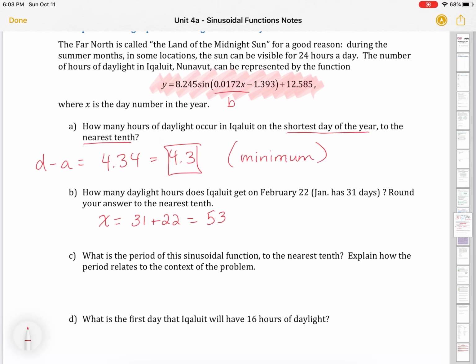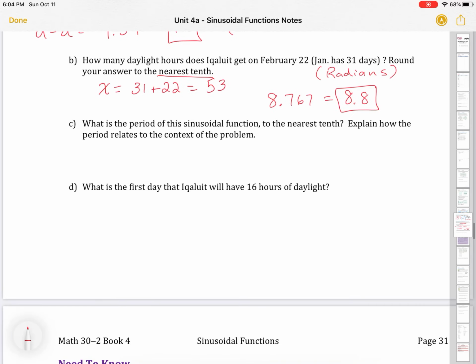So clear. 8.245 times sine 0.0172 times 53 minus 1.393 close bracket plus 12.585. And when I calculate that, just make sure you're in radians for this, because otherwise you'll get the wrong answer. I get 8.767, which to the nearest tenth would be 8.8.